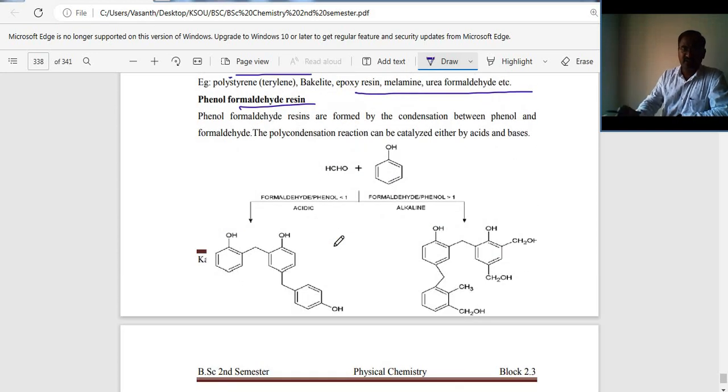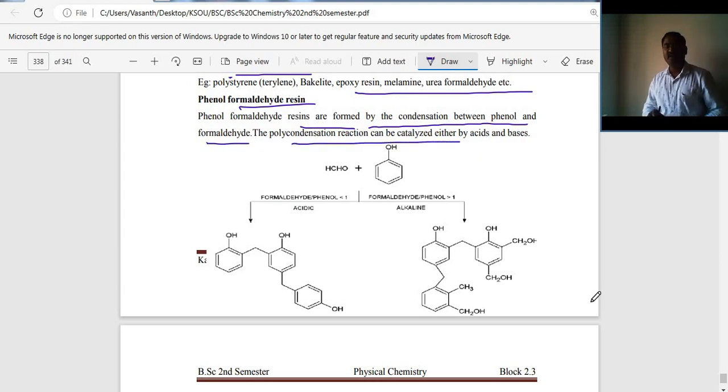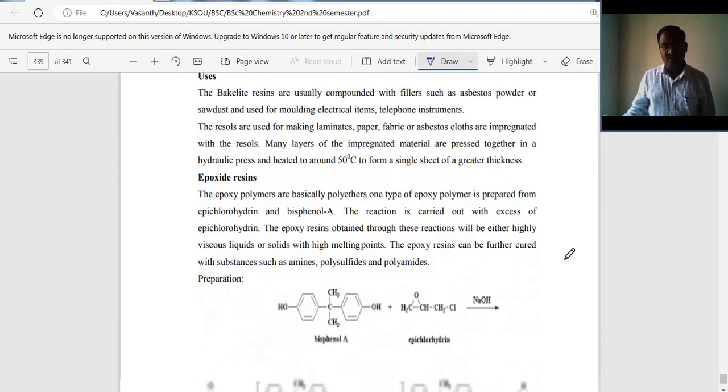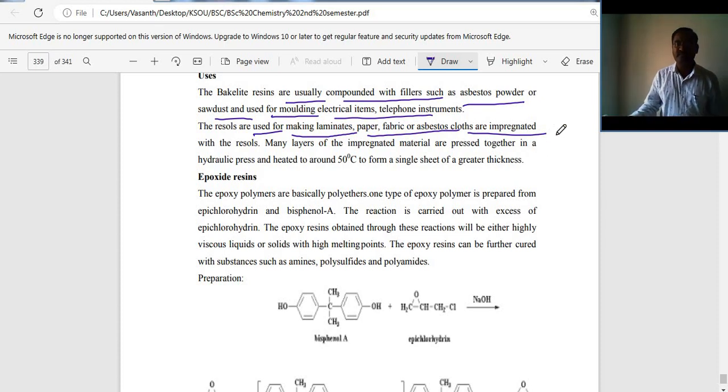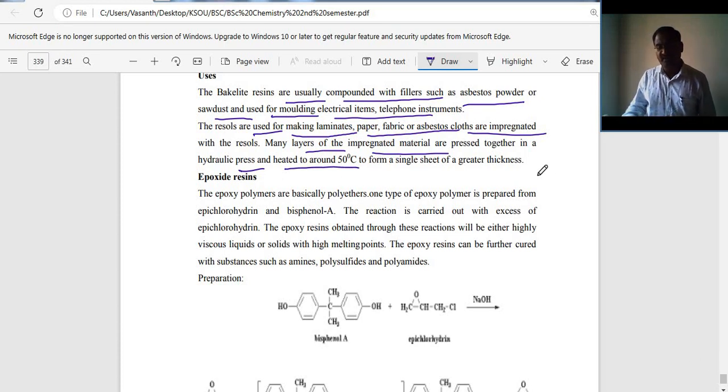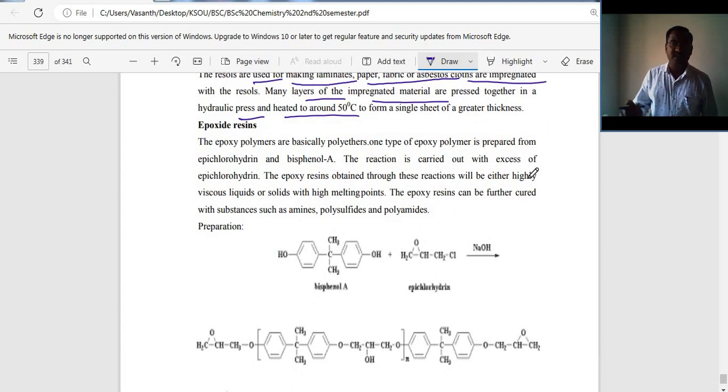Phenol formaldehyde resins are formed by the condensation between phenol and formaldehyde. The polycondensation reactions can be catalyzed either by acids or bases. The bakelite resins are usually compounded with fillers such as asbestos powder and sawdust and used for molding electrical items and telephone instruments. The resols are used for making laminates, with paper, fabric or asbestos cloths impregnated with the resin. Many layers of impregnated materials are pressed together in a hydraulic press and heated to around 150 degrees Celsius to form a single sheet of greater thickness.